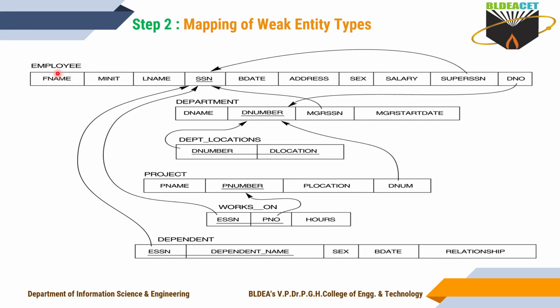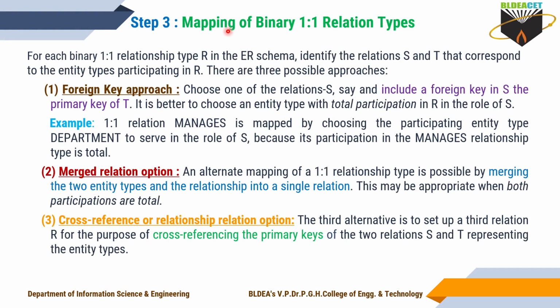SSN is the primary key in the employee table, whereas in the dependent table, you are taking a combination of two attributes as a primary key. So it tells us that dependent is a weak entity type and does not have its own key here. In this way, you make the mapping between the ER and the relational data model. Is it clear? Okay. Next is mapping of binary 1:1 relationship types.